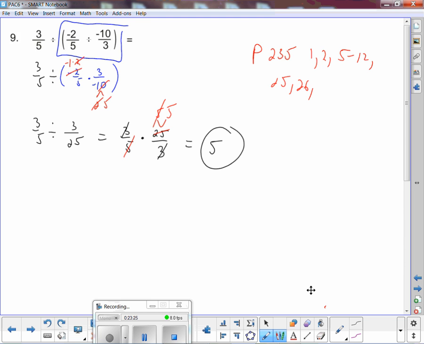1, 2, 5 through 12, 25, 26. Your homework should look just like the problems we did in the notes. 28, 30. And I need to put my glasses on to see the last one there. 45 and 46. Okay. And that's it with fractions, folks.